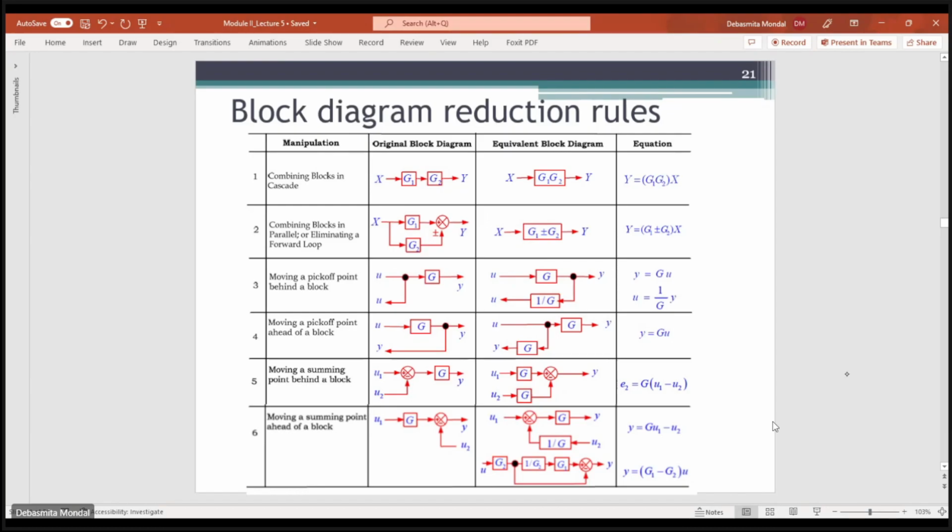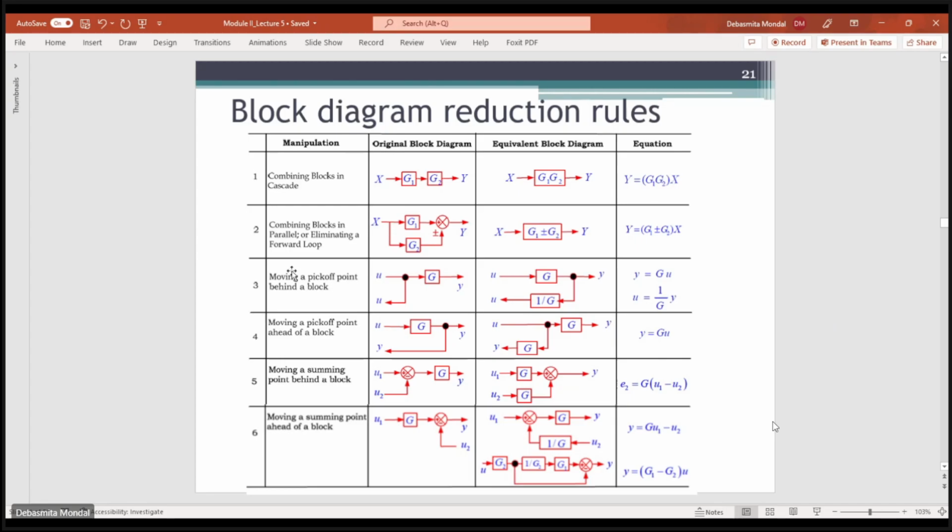If you are moving a pick off point or a takeoff point ahead of a block or after a block, depending on which way you are moving the takeoff point, you have to add another gain to that corresponding path. Similarly, if you want to move a summing point before a block or after a block, depending on where you want to move, accordingly you will have to add a separate block. Okay, so this is just a tabulated form.